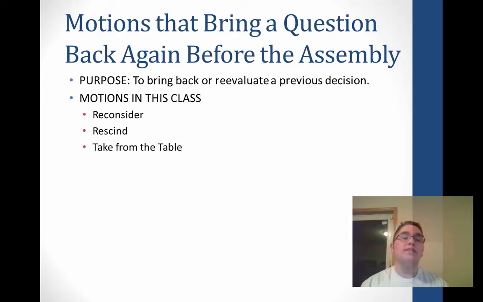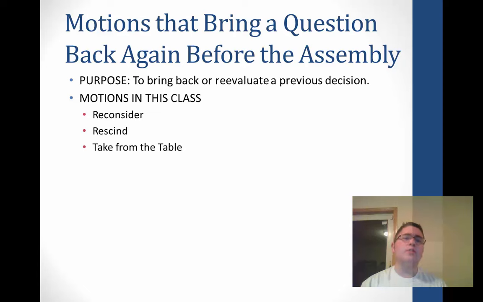In order to present a reconsider, you have to have been on the prevailing side, which means that if a motion passed and you don't think it should be passed anymore, or you want to reconsider some element of it, you had to have voted in favor of it in order to bring it back before the assembly. And the opposite is true. If a motion failed and you want to bring it back and possibly pass it, you would have had to have voted no on it.